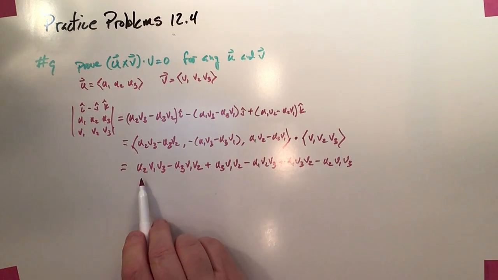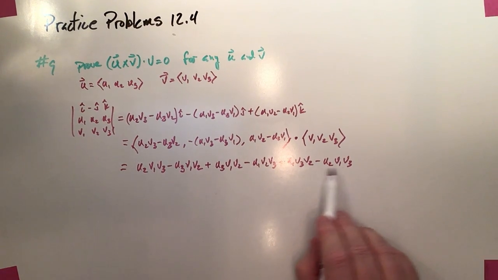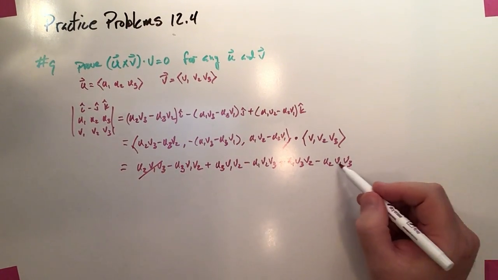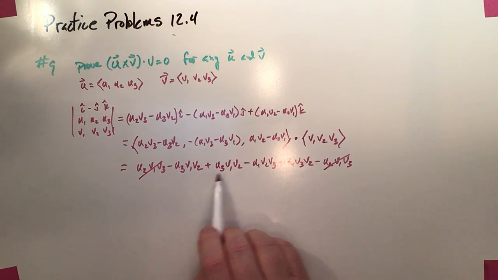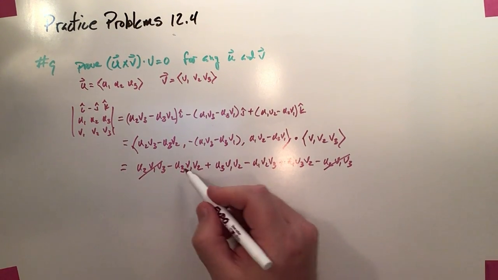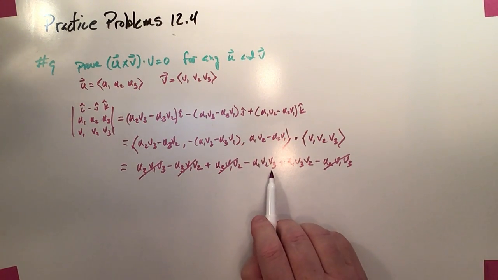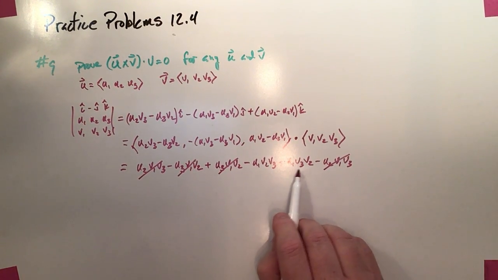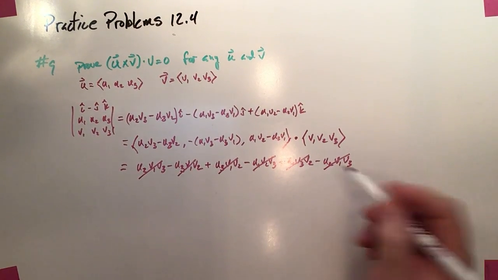Now if we look at this really carefully, we've got u2 v1 v3, that's the first term, and the last term I just wrote is the negative of that. So those become 0. I've got negative u3 v1 v2, and here's positive u3 v1 v2. Those also become 0. And finally, u1 v2 v3 plus u1 v2 v3. There's plus and minus of the same term, so they also become 0.